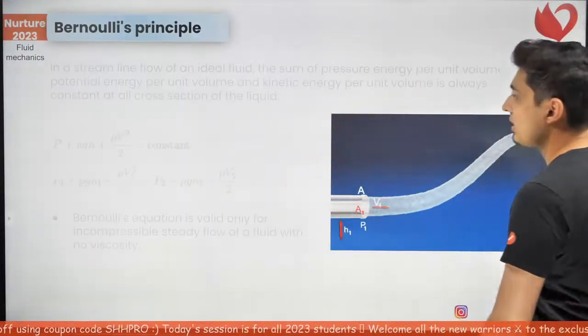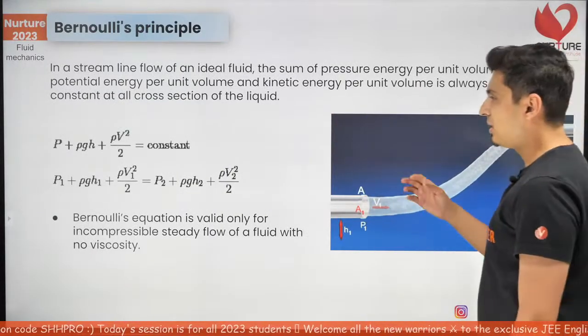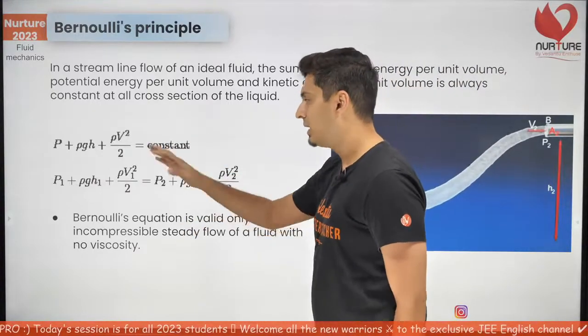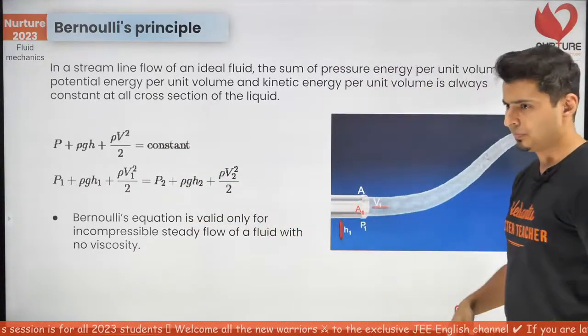Now that is what Bernoulli's principle is all about. Pressure plus rho g h plus half rho v square is constant, and you can apply it at two different cross sections.